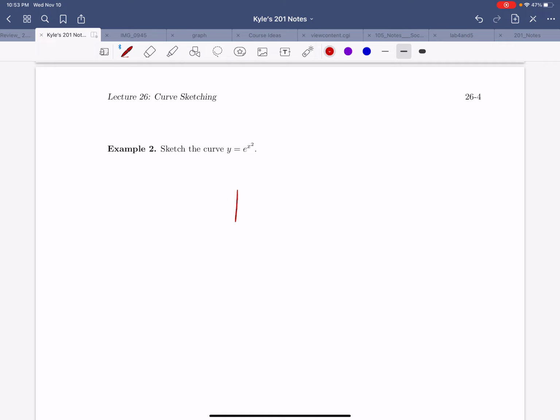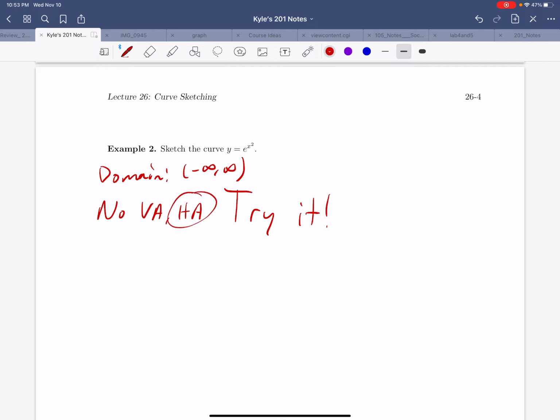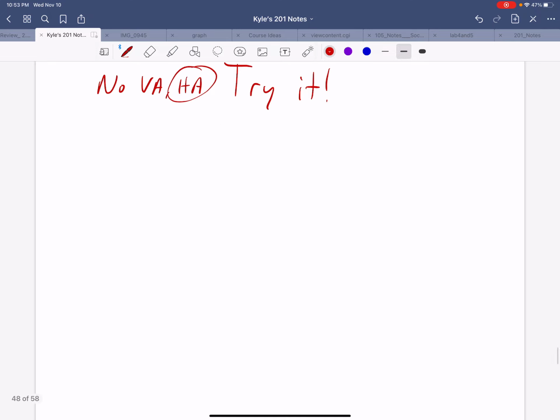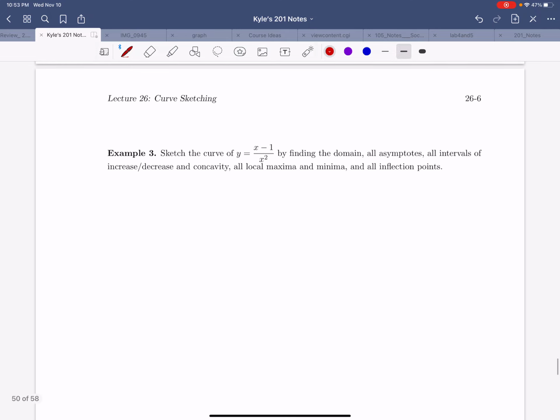Gonna leave this one to you. Try to sketch the curve. I'll give you a hint: the domain is all real numbers, and there are no vertical or horizontal asymptotes, although I'd like you to verify at least the horizontal asymptote. See if you can do that. Okay? So try that one on your own.